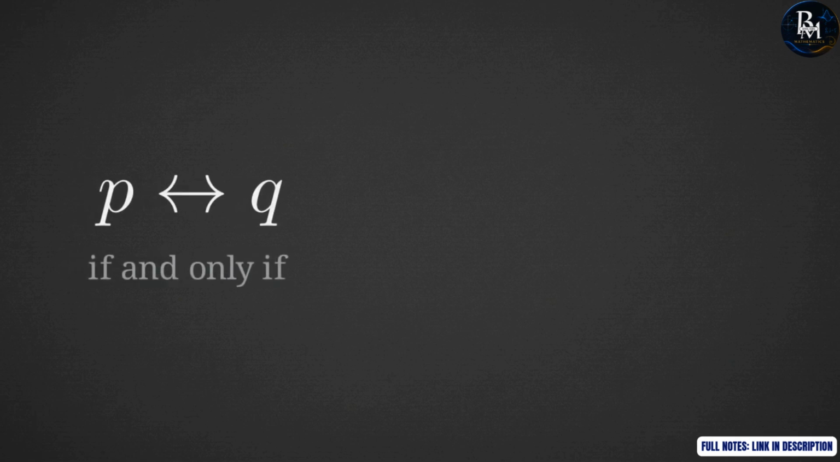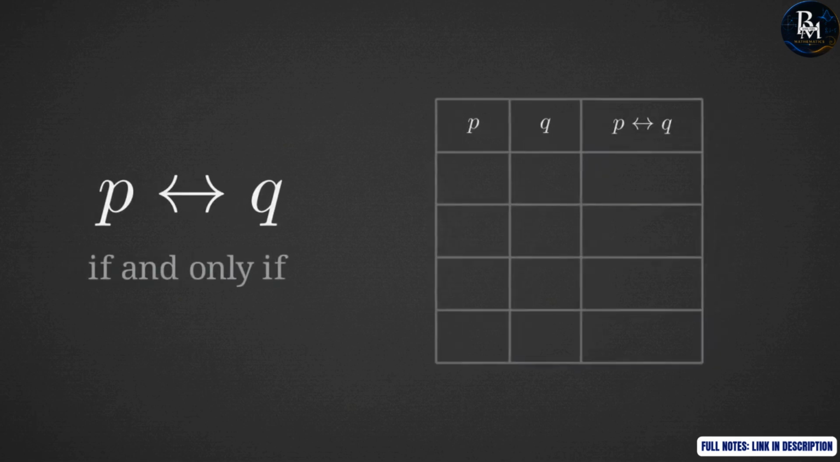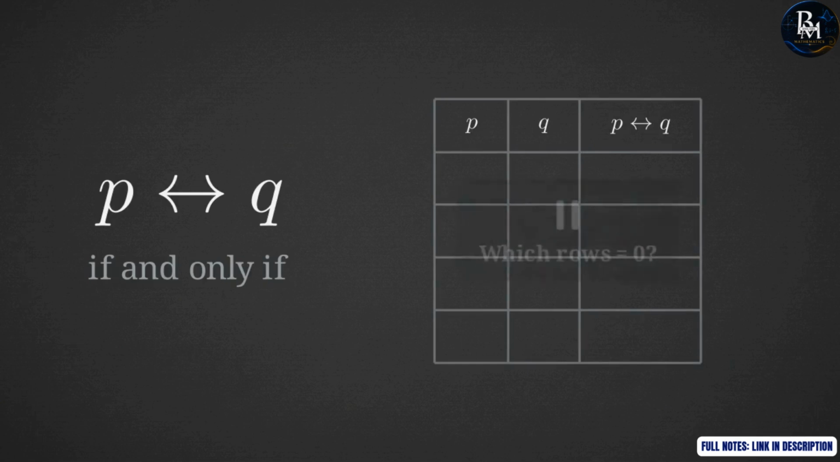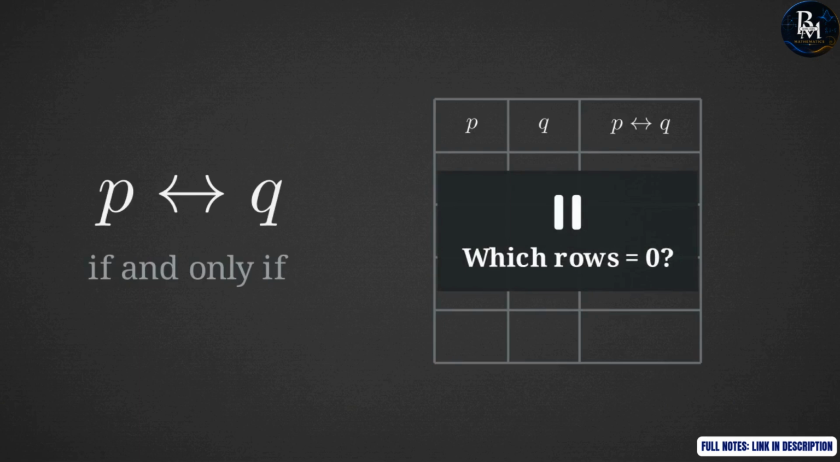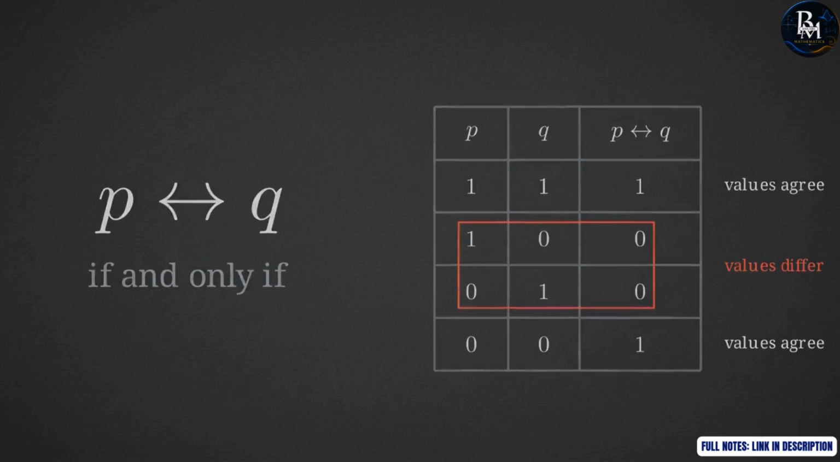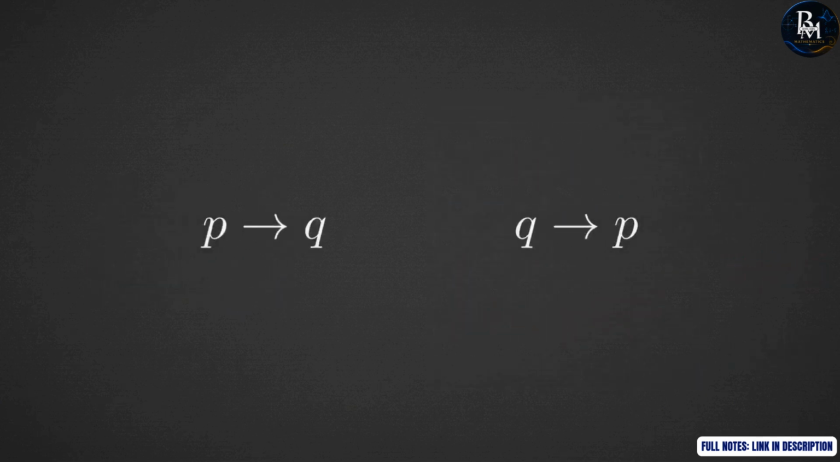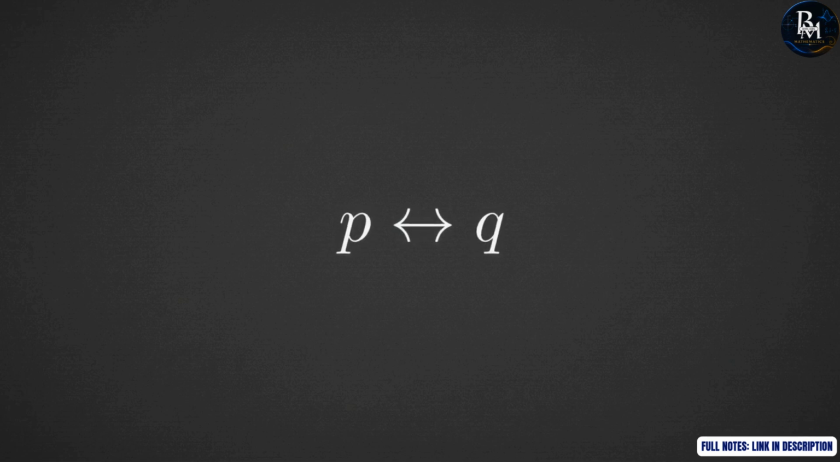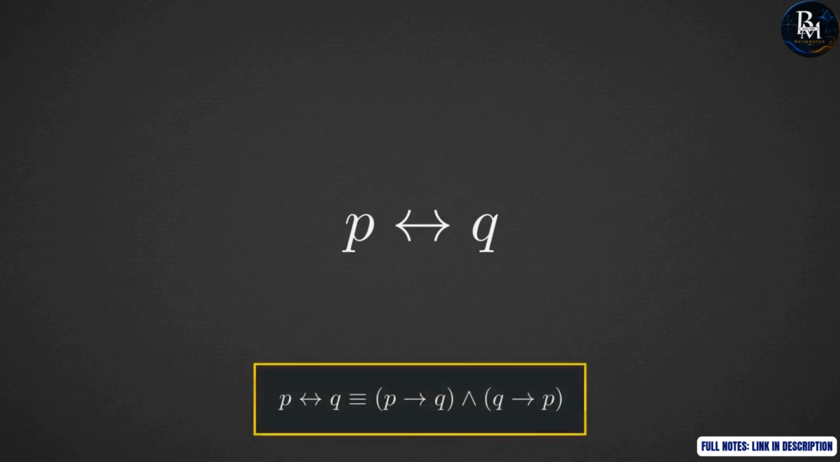We escalate logic into a two-way street with the biconditional, read P if and only if Q. It requires both hypothesis and conclusion to agree. Pause the video. Based on complete agreement, which 2 rows result in a 0? It's the middle 2. Any divergence in truth values breaks the biconditional. That strict agreement is identical to demanding that the implication runs in both directions simultaneously. P implies Q, and Q implies P. That equivalence underlies every formal definition.